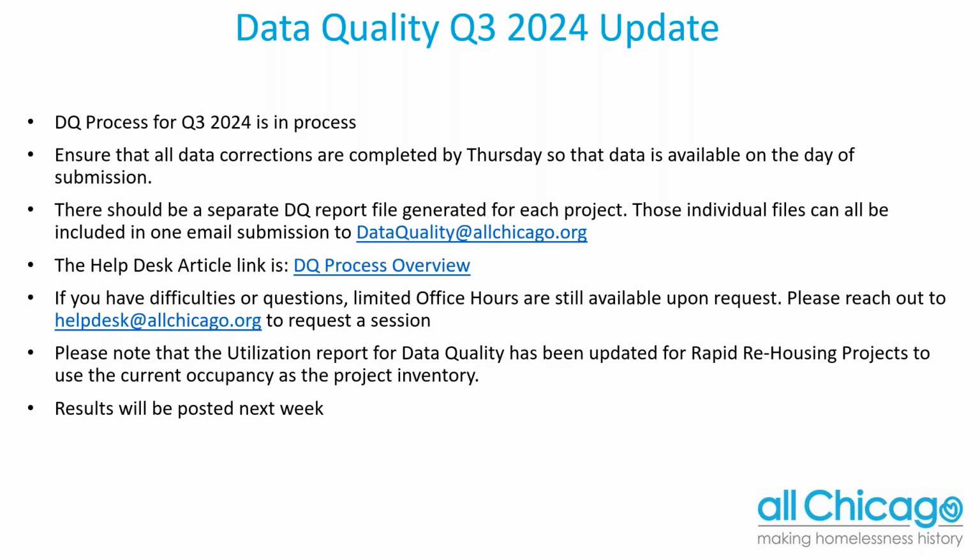The help desk article link is provided here. If you have difficulties, there's office hours still available upon request. Please reach out to the help desk to request a session. Note that the utilization report for data quality is updated for rapid rehousing projects to use the current occupancy as the project inventory. And we will post results next week, so we give everyone a chance to get those in by Friday. Any questions on the data quality for the third quarter, or process questions or anything regarding data quality?